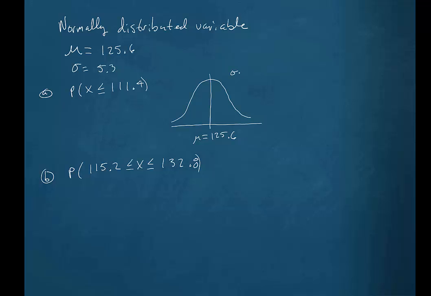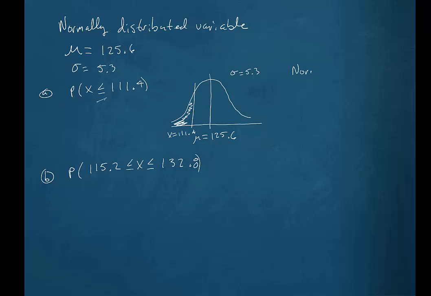Go ahead and write down what the standard deviation is. This time it's 5.3. Make sure we keep our notation straight on all of the things that we're given. We're asked to find the probability that x is less than or equal to 111.4. 111.4 is less than 125.6, so we'll mark that down here at the left side of this curve. And then it says less than or equal to 111.4, so we will shade to the left of 111.4.